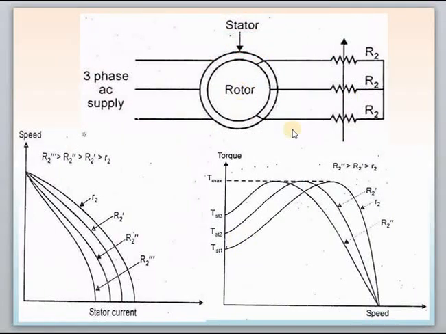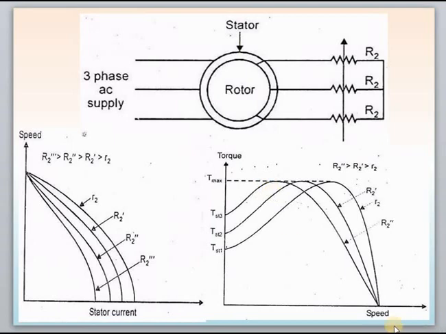This is the circuit diagram of the rotor resistance speed control method. Here you can see R2, R2, R2. The rotor terminals are connected to equal resistances R2. By varying R2, you can easily control the speed of the induction motor. And also you can see the speed and torque characteristics here. Here small r2 indicates the actual rotor resistance, whereas r2 dash and r2 double dash are different resistances added to r2.